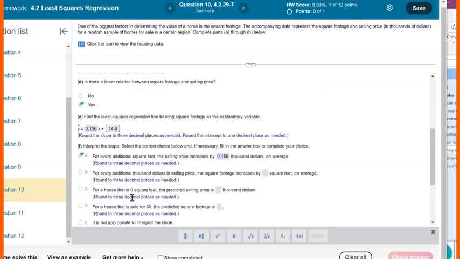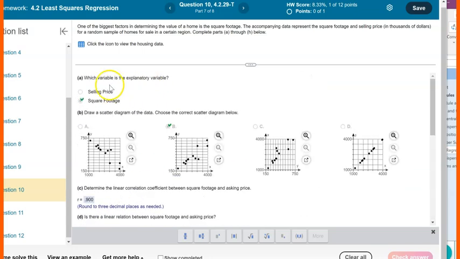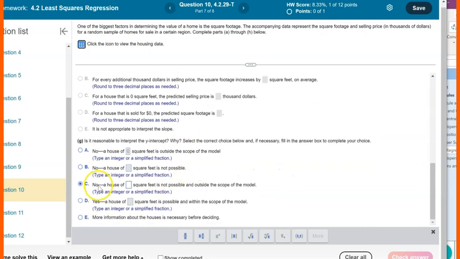Why? Remember that the y-intercept is when x equals 0. What is x here? Square footage. Can you imagine a house with 0 square footage having some price? No, you cannot. Therefore the answer must be no.